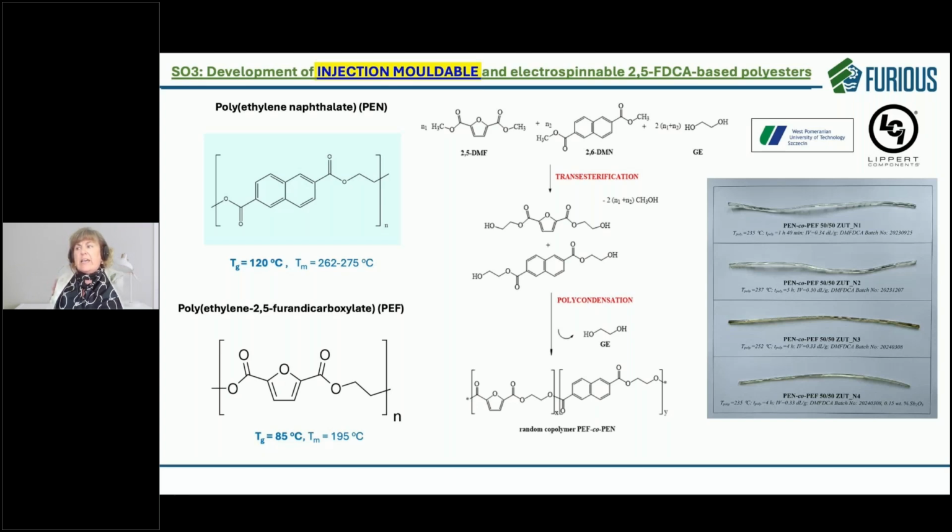In this case, we need a polymer with a very high Tg, around 100 degrees. So we decided to combine FDCA with the naphthalenic acid. We prepared random copolymers containing different amounts of the two monomeric units. This activity was carried out by the Polish partner in collaboration with LCI, an Italian company working in the automotive sector.